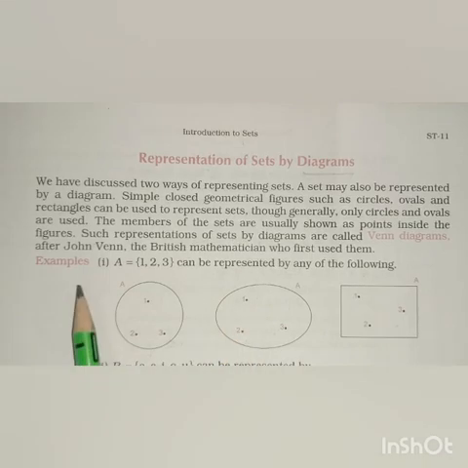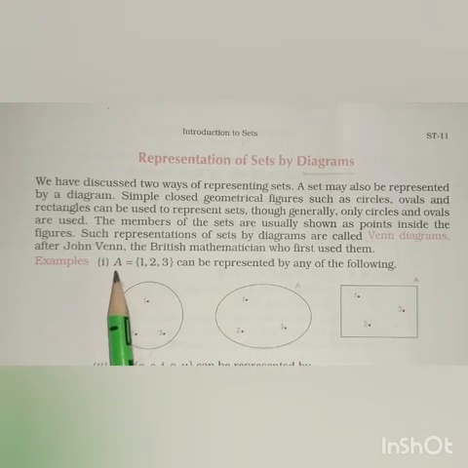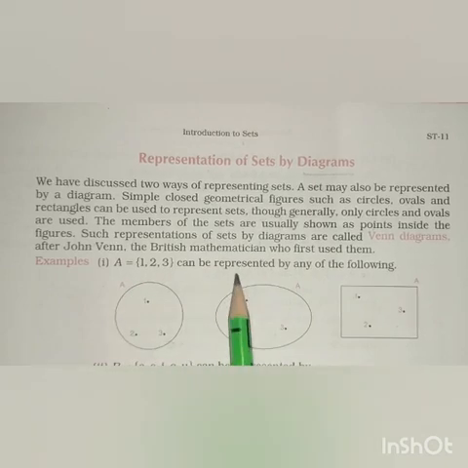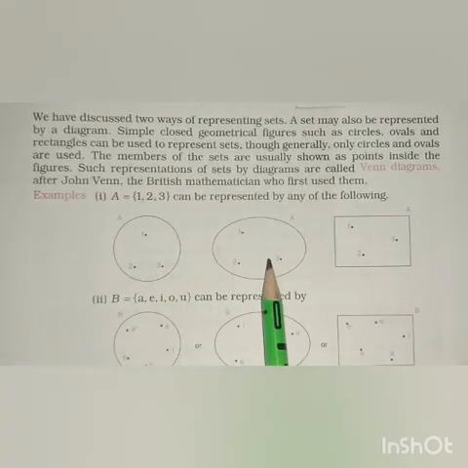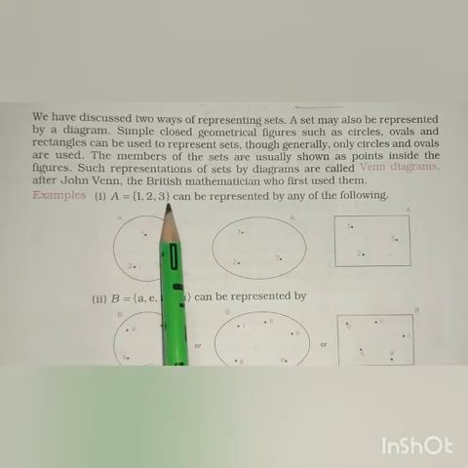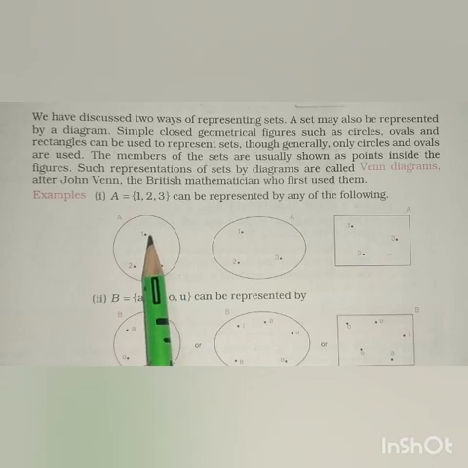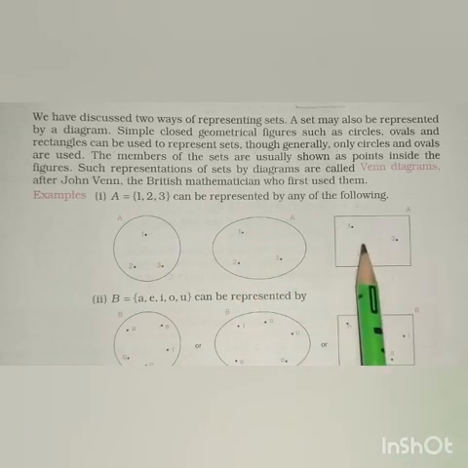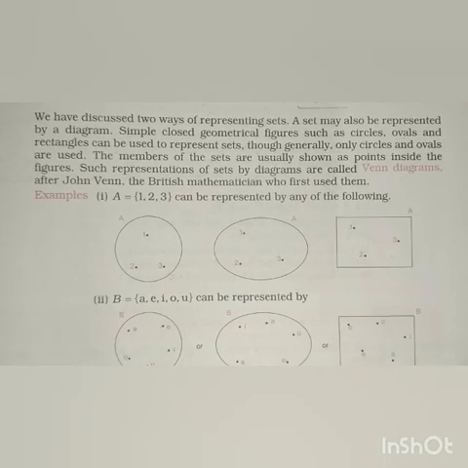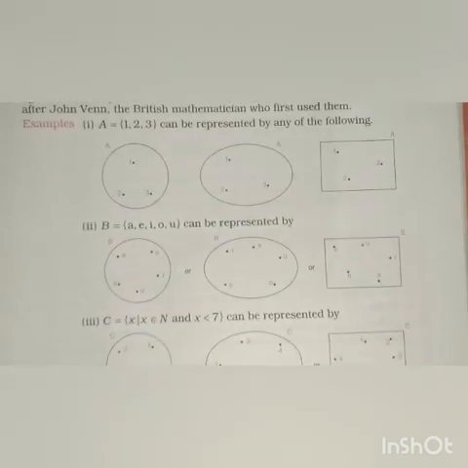So now look at here the first example. Set A is equal to 1, 2, 3. A set having members 1, 2, 3 can be represented by any of the following. Set can be represented by a circle, an oval shape and a rectangle. A set A having members 1, 2, 3. So we represent this set by a point inside the figure: 1, 2, 3. In the same way in oval shape, 1, 2, 3. In the same way in rectangle, 1, 2, 3. So in this way, you can represent a set by a diagram.